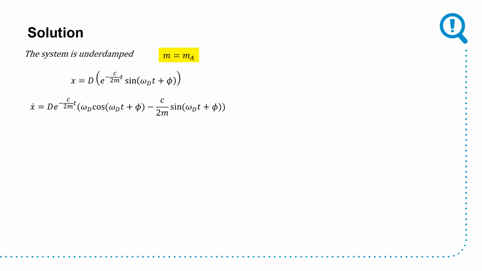So this system is underdamped, and I already know from previous lectures that this is the form of it. X is equal to some constant D times e to the minus c over 2m t, times a phase lag associated with sine omega d t plus phi. If I take the derivative of that, I'll end up with this mess right here, but that mess only has an omega, the damped natural frequency, and the critical damping coefficient. So I have everything there. It's all working out really well.